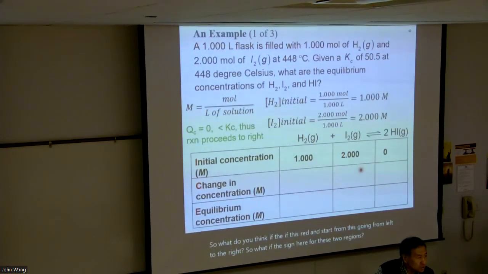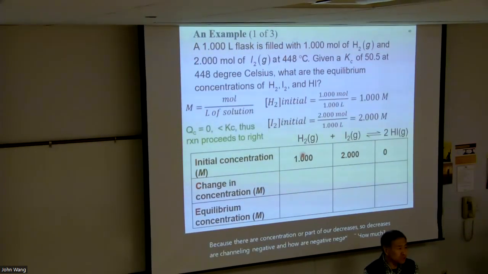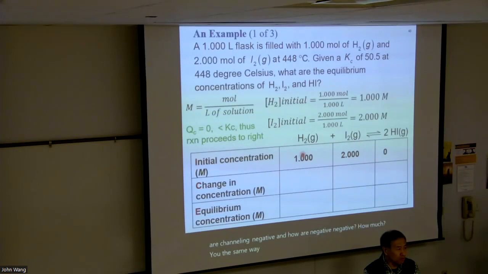Yes, because we are using up part of our reactants, the change can be negative. And how much is negative? The simplest way: this is one, the coefficient again, one, one, two. This is the coefficient. So the reactant with coefficient of one is just negative x. And same for this.